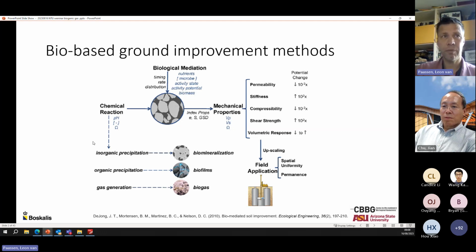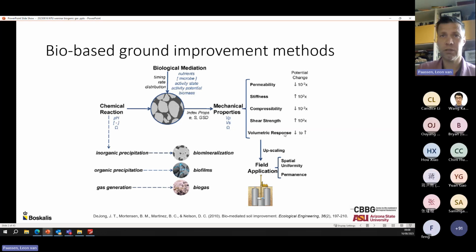The products which most people have been focusing on are biominerals, trying to cement sand using mostly calcium carbonate minerals. Many people have looked into that, sometimes with great success. Other people have looked into biofilms, mostly in relation to reducing the permeability. But today I want to talk mostly about biogas and how we can use biogas in ground improvement applications. If you know the process, the next step is how can we understand the process at the small scale and eventually bring it up to the field scale. That is also something which I will discuss today.